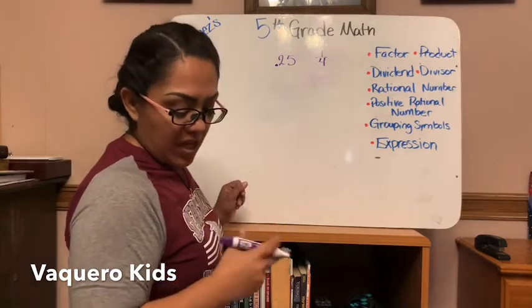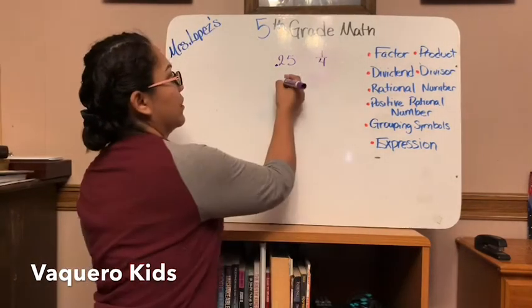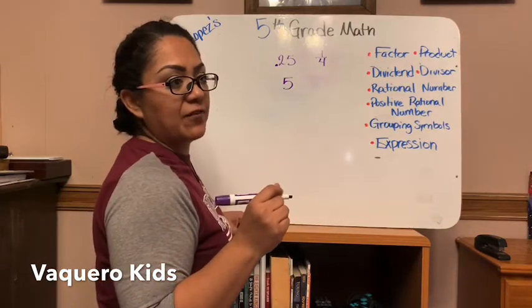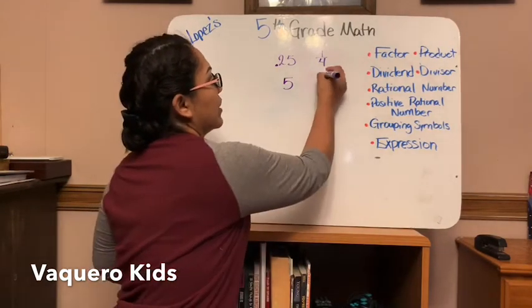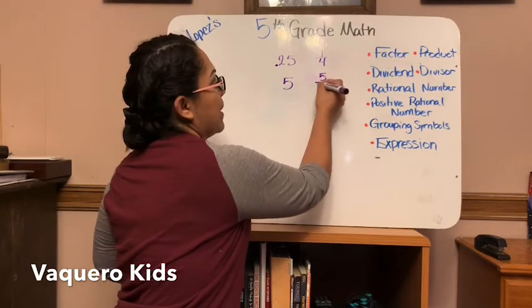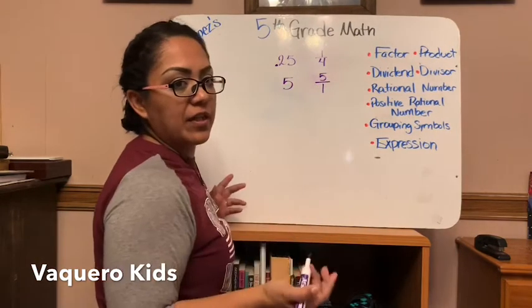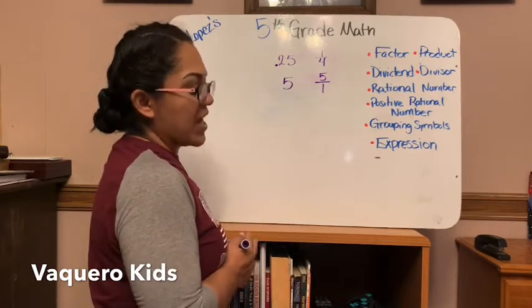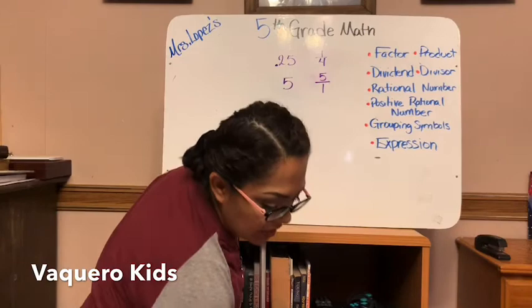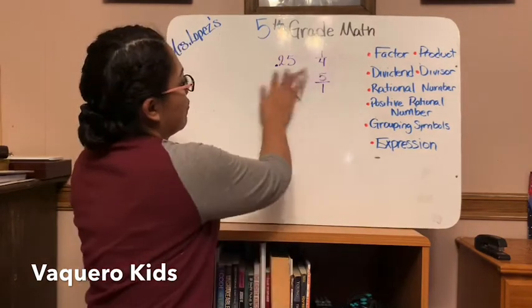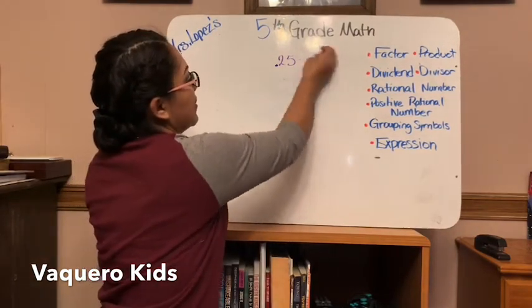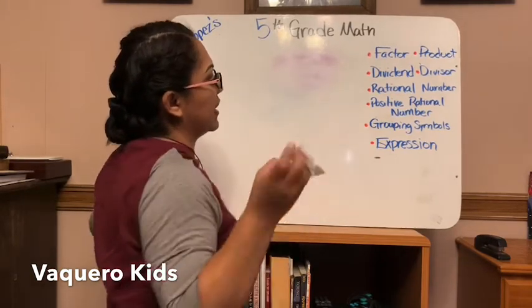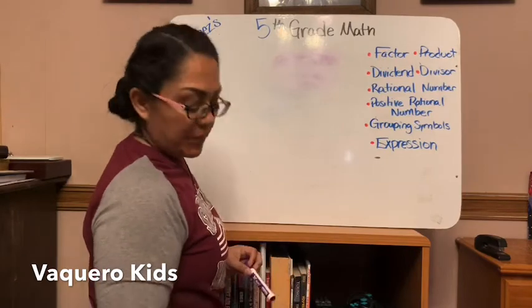So that is a rational number. Another example could be the number 5. Can the number 5 be written as a fraction? Of course it can. We can write it as an improper fraction, 5/1, which becomes 5 again, the whole number. So those are our rational numbers. Positive rational numbers are rational numbers that are greater than 0. So if your rational number is greater than 0, then it is a positive rational number.